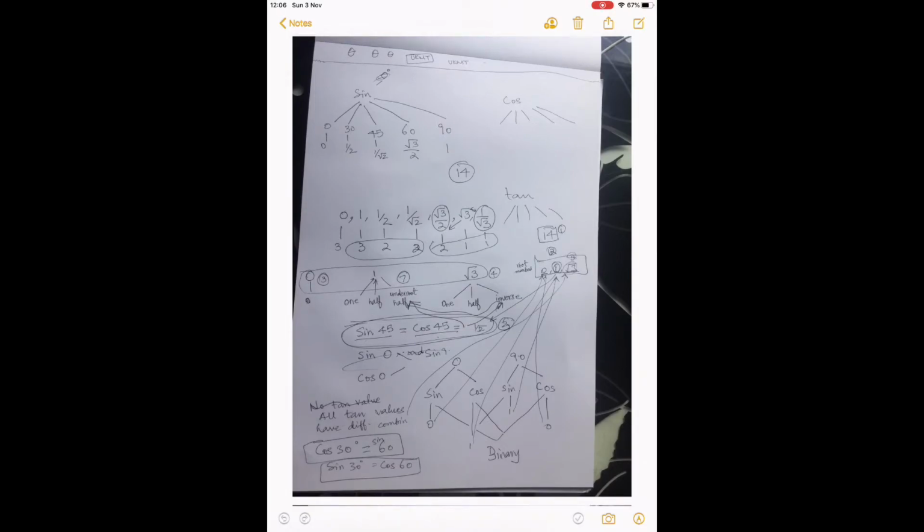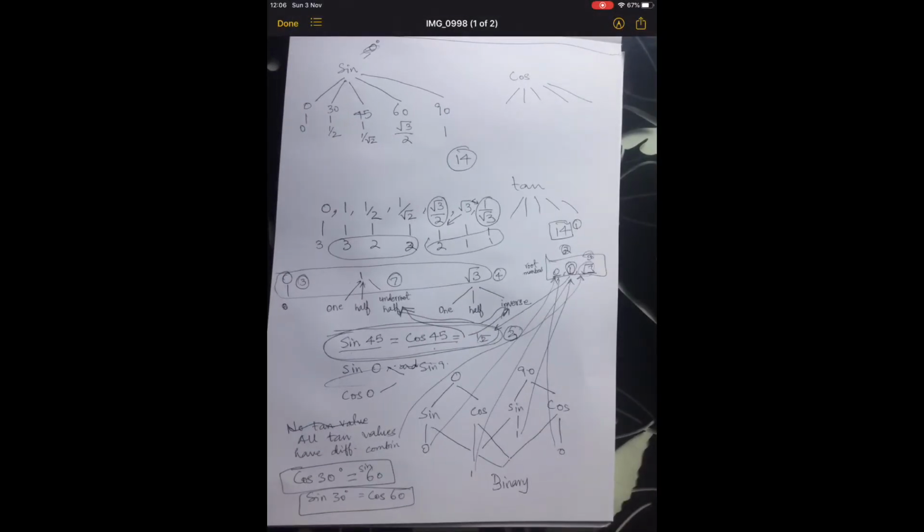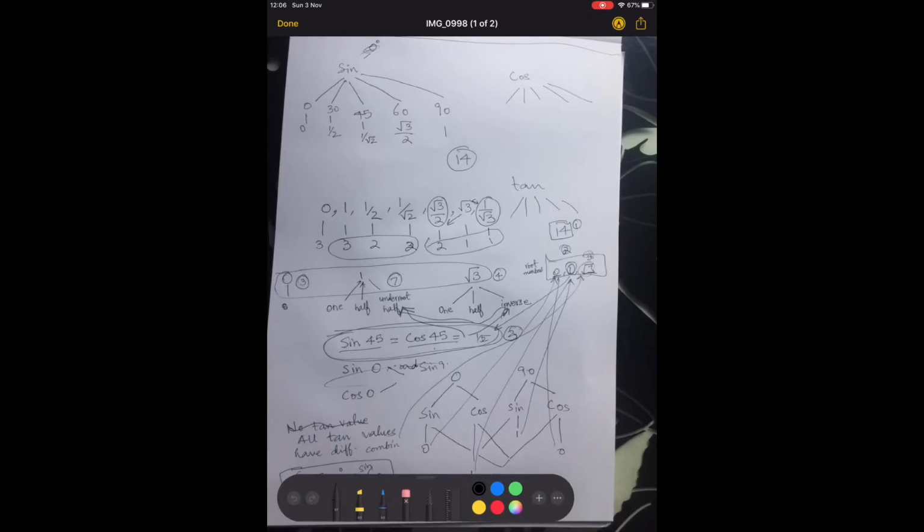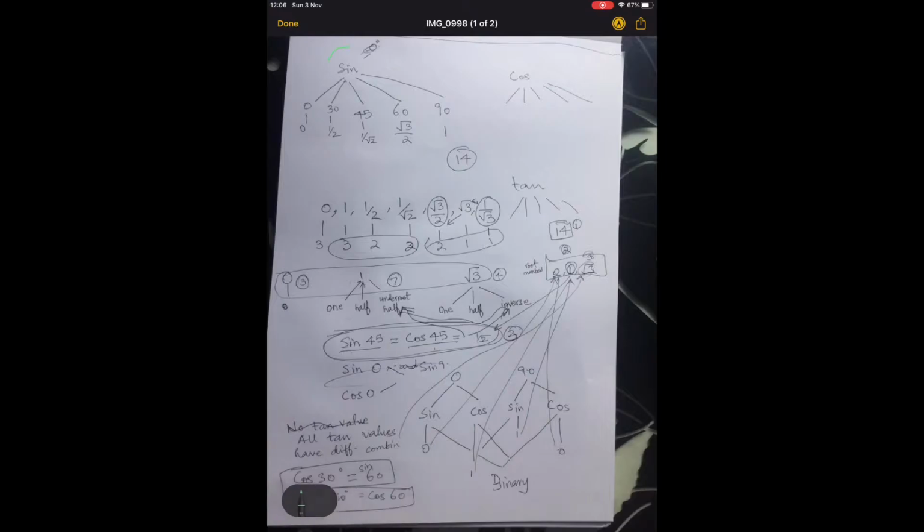So what we first did is write down all the values of sine, cos, and tan. So we had sine 0, sine 30, sine 45, sine 60, sine 90, and then you would just do the same process for cos and tan. Once we did that, we found out that there were 14 values altogether.